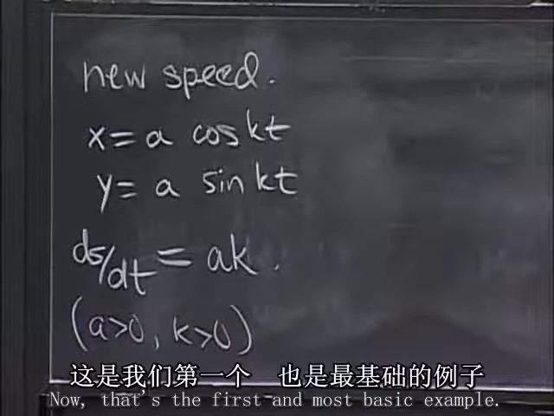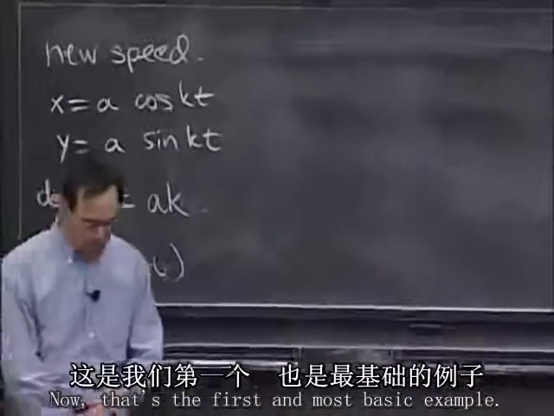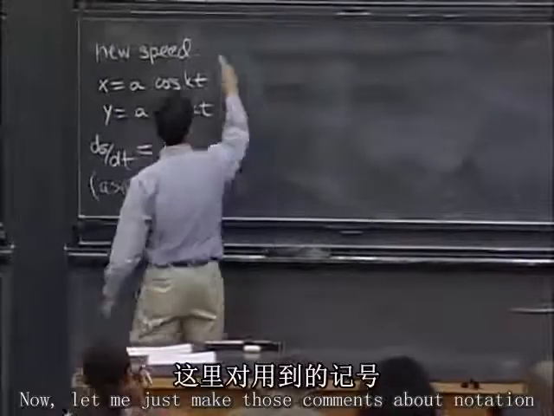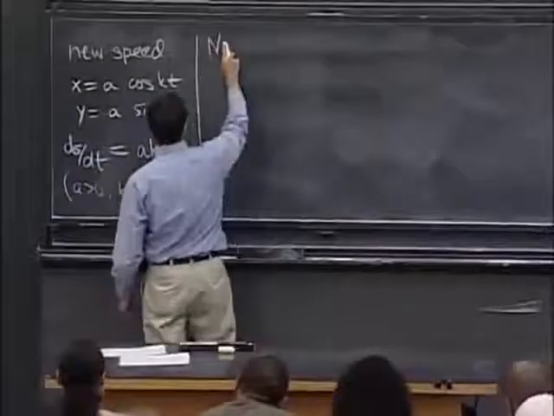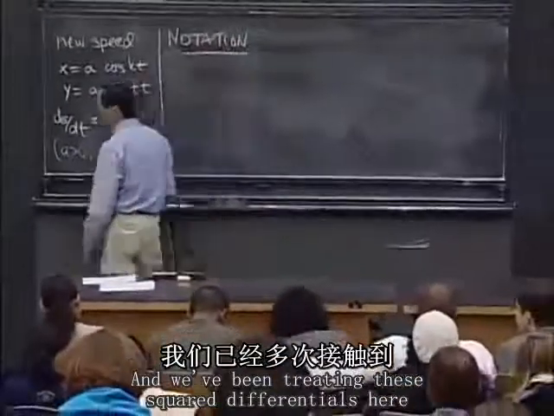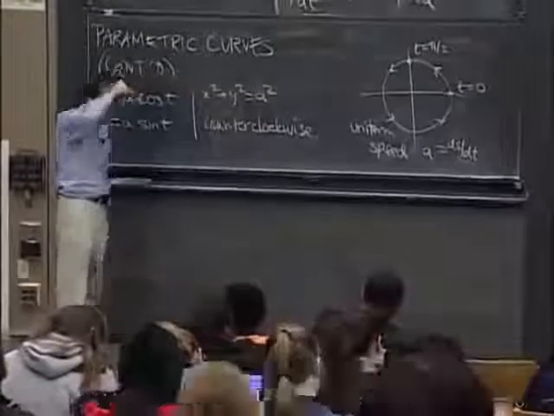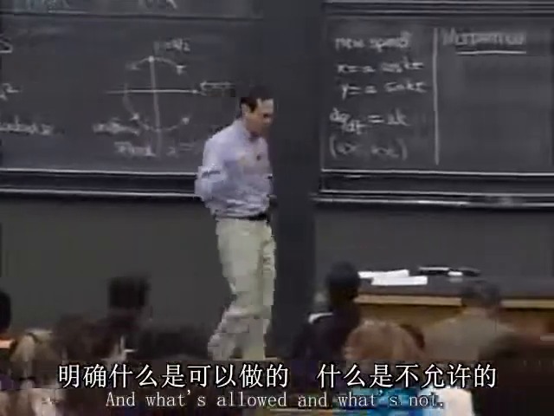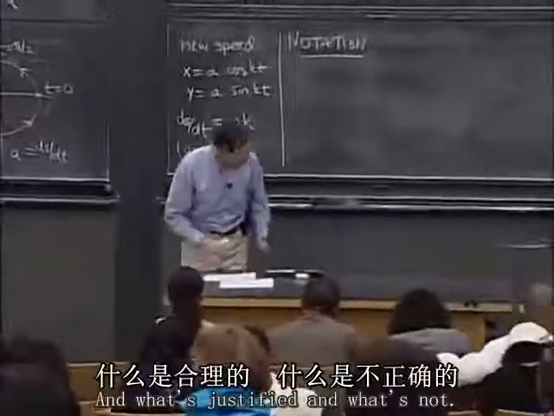Now that's the first and most basic example, the one that comes up constantly. Now let me just make those comments about notation that I wanted to make. And we've been treating these square differentials here for a little while, and I just want to pay attention a little bit more carefully to these manipulations and what's allowed and what's not, and what's justified and what's not.